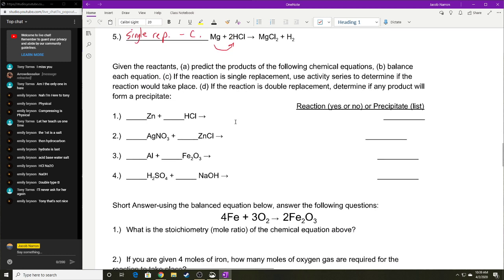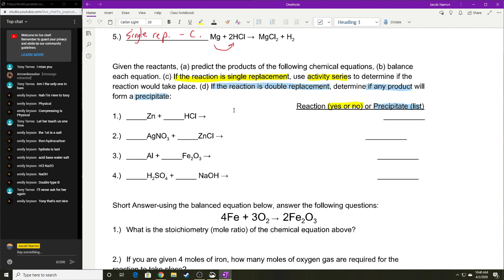Given the reactants, we're going to predict products, oh boy, balance each equation, and then we've got a couple other things to do. If it's single replacement, we're going to use the activity series to determine if the reaction would take place, so reaction yes or no. If it's a double replacement, we're going to determine if any product will form a precipitate. So if it's single replacement, we do one thing, double replacement, we do another, but we have to predict products for everything. Let's go ahead and begin with that.